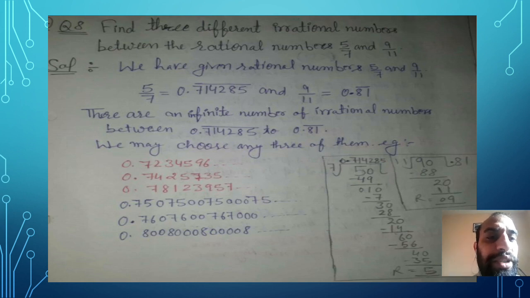So you can select, my dear student, any example here, but keep in mind that it is not repeated, and the first two digits must lie in between 71 and 81. I hope you are able to understand this question.